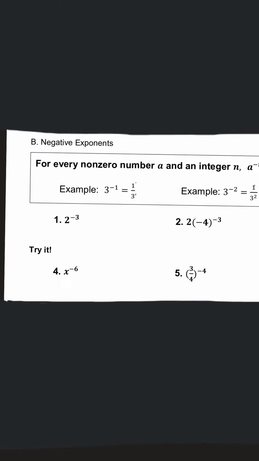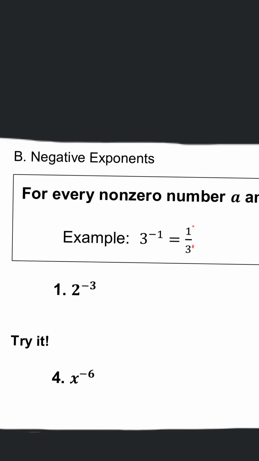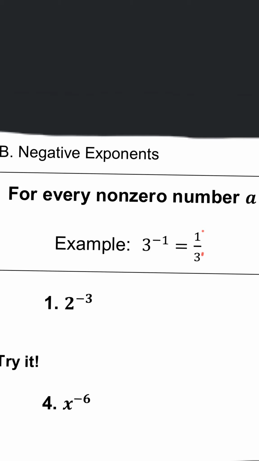So let's do 2 to the negative 3. When I do 2 to the negative 3, I'm first going to flip. So step 1, flip. So that's going to give me 1 over 2. Step 2, make exponent positive. So I get 2 to the third, and then step 3, simplify. So I get 2 times 2, which is 4, times another 2, which is 8.